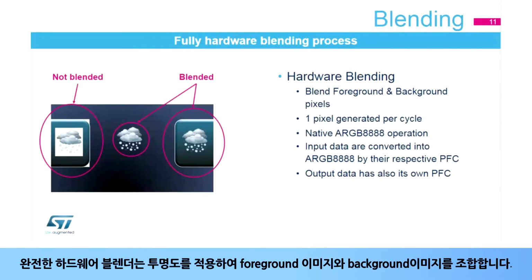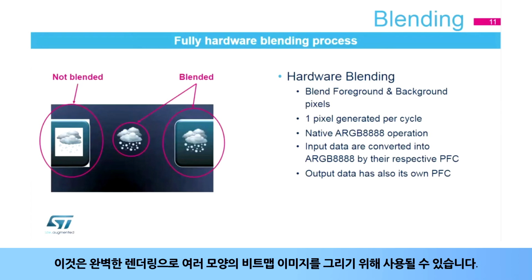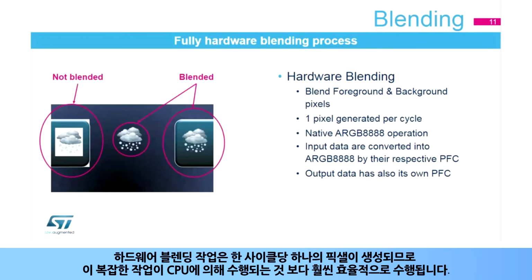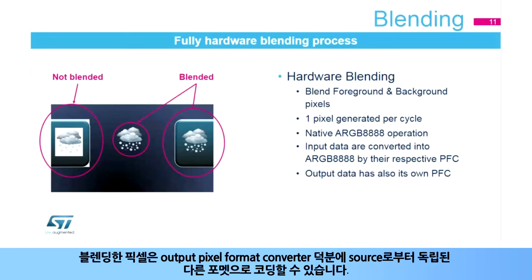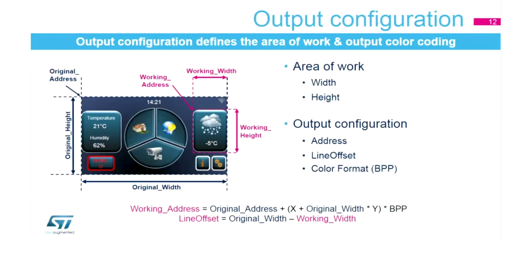The fully hardware blender blends a foreground image and a background image with transparency. This can be used to draw bitmap images of any shape with a perfect rendering. 1 pixel is generated per cycle, making this complex operation much more efficient than if it was done by the CPU. The resulting pixel can be coded independently from the source thanks to the output pixel format converter.